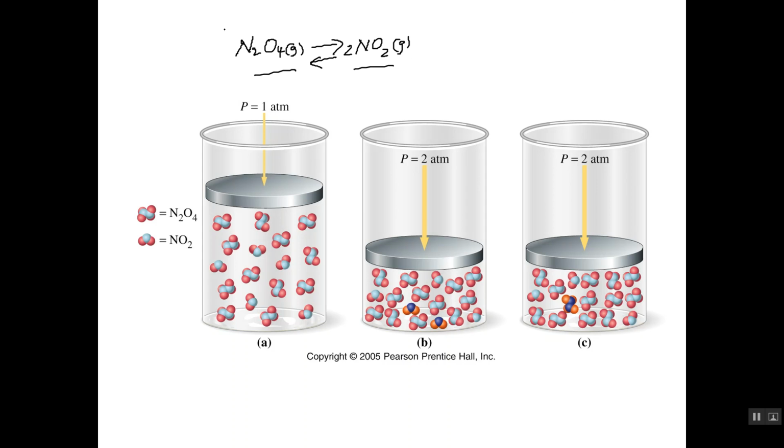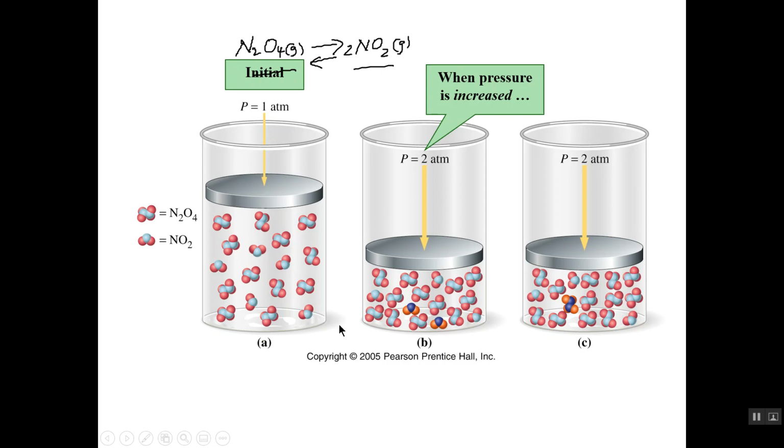Now, according to Le Chatelier's principle, let me go with the diagram here. Let me get to my pointer. You start off here with the gas trapped in this vessel. The total pressure is 1 atmosphere. When we increase the pressure from 1 atmosphere to 2 atmospheres, the system will try to relieve the pressure.